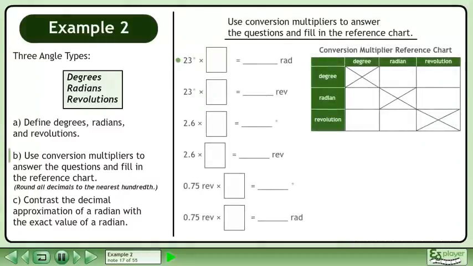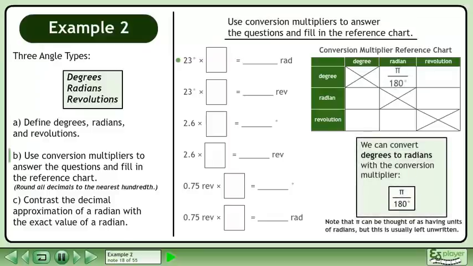Now we'll use conversion multipliers to convert one type of angle to a different type of angle. We can convert degrees to radians with a conversion multiplier pi over 180 degrees. Note that pi can be thought of as having units of radians, but this is usually left unwritten. Multiply 23 degrees by the conversion multiplier. Use your calculator to get the numerical value 0.40. Degrees cancel, leaving units of radians.